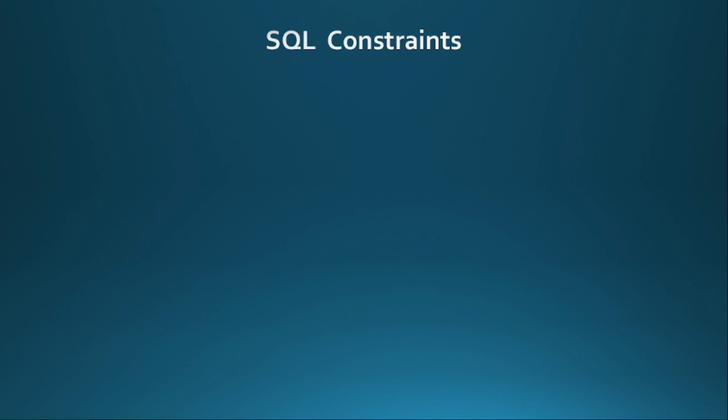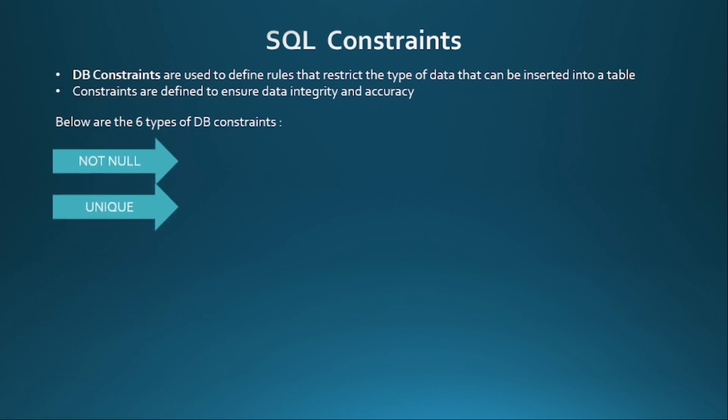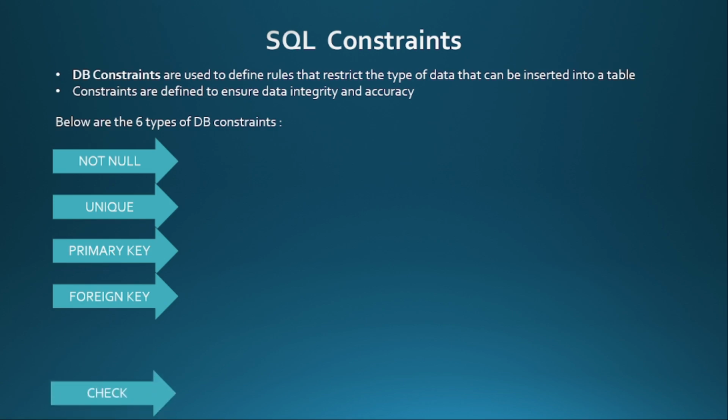They act like safeguards, preventing the entry of invalid or inconsistent data. It maintains accuracy and reliability in stored information. So constraints are defined to ensure data integrity and accuracy. There are a total of 6 types of DB constraints: not null, unique, primary key, foreign key, check, default.